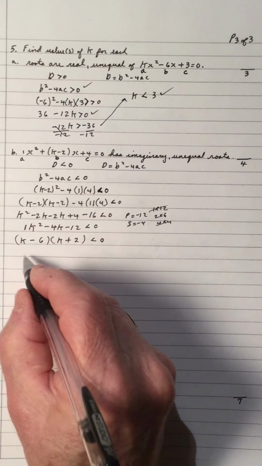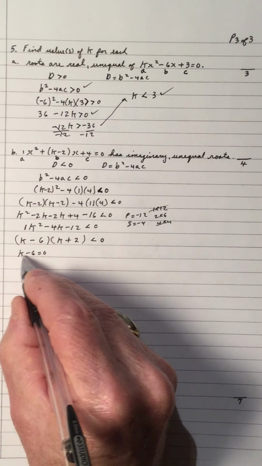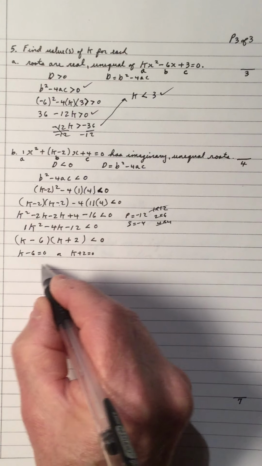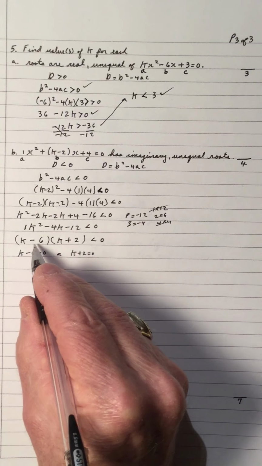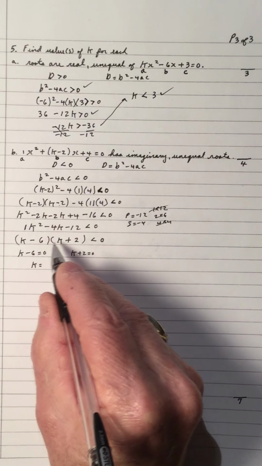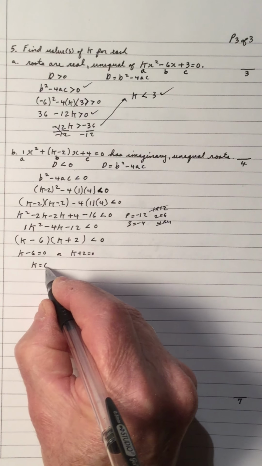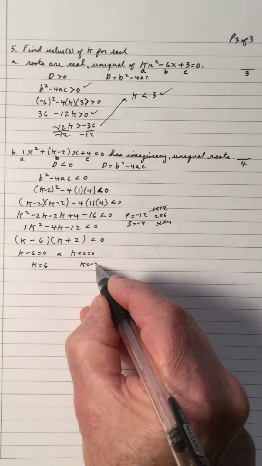That means we let, for a second, this equal 0, and we let this one equal 0. That means that k, each factor is equal. If you multiply two numbers to get 0, one of them is 0 or both of them are 0. So k minus 6 is 0, k is 6. If k plus 2 is equal to 0, k is negative 2.